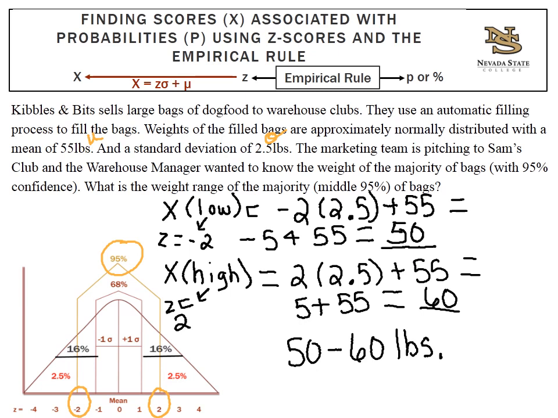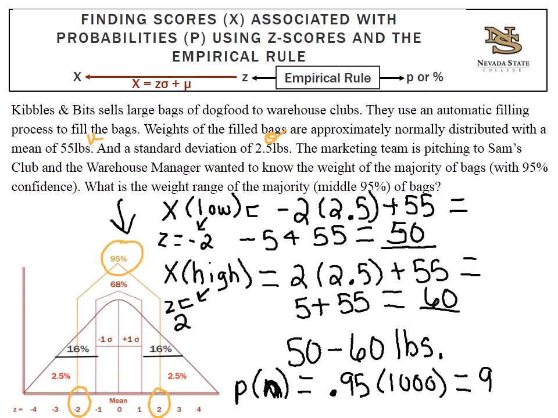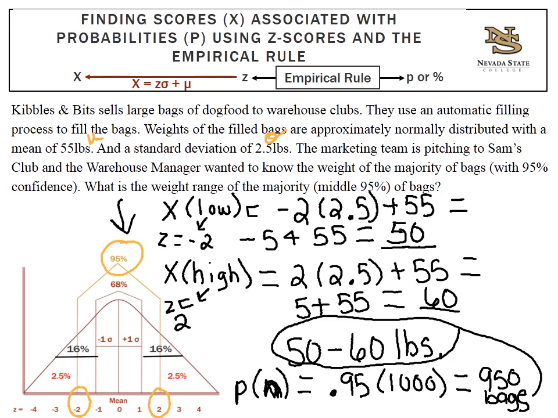So, for example, let's say that they produced 1,000 bags, right? Well, then P times the population size, really it'd be the sample size here. So if they produced 1,000 bags, then we would be able to say that 0.95, right, because that's the original percentage, times 1,000, or 950 bags, would be between 50 and 60 pounds. 50 to 60 is the original answer, but I always like to show you how to take it a step further to figure out the actual number of items that would meet that criteria.